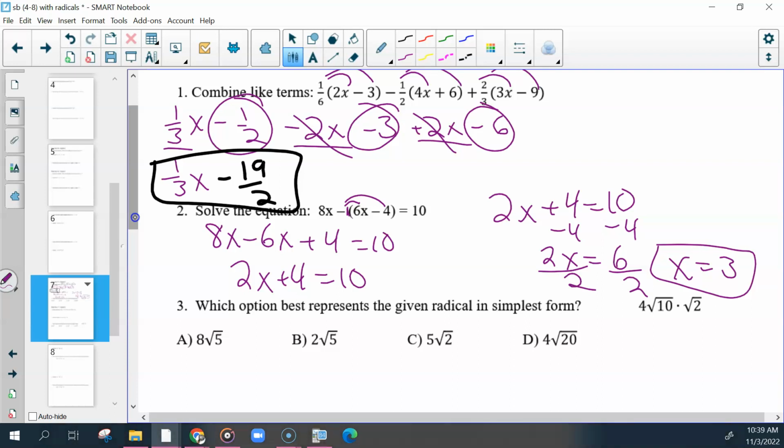Is it okay if the answer is a mixed number? I would say leave it as an improper fraction instead of a mixed number. Alright. Questions on that one?